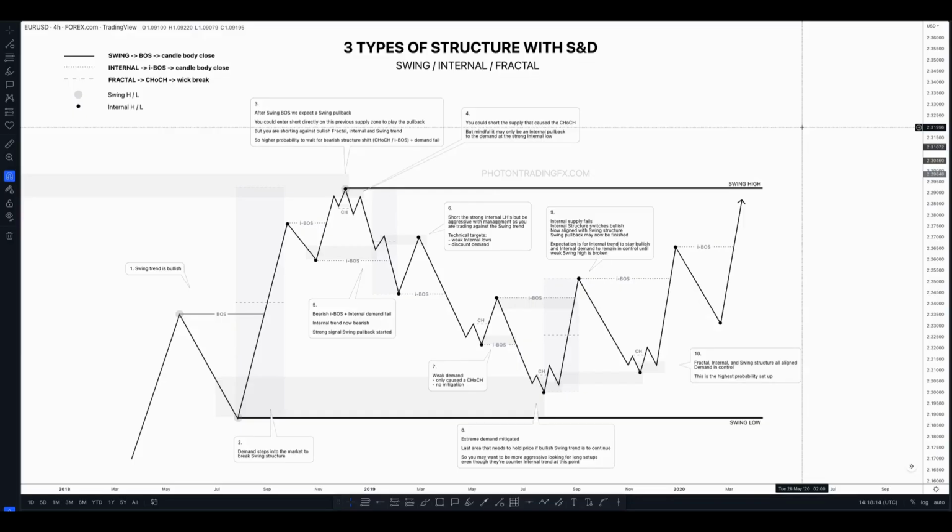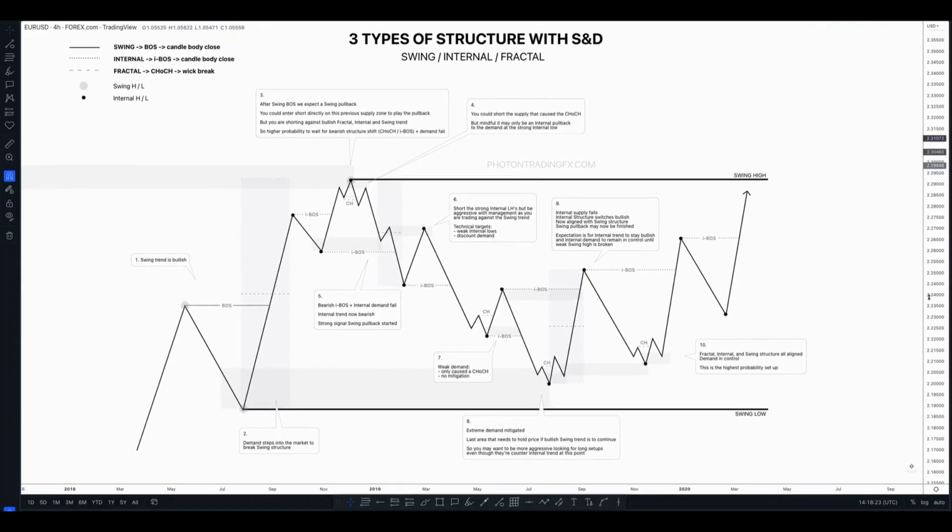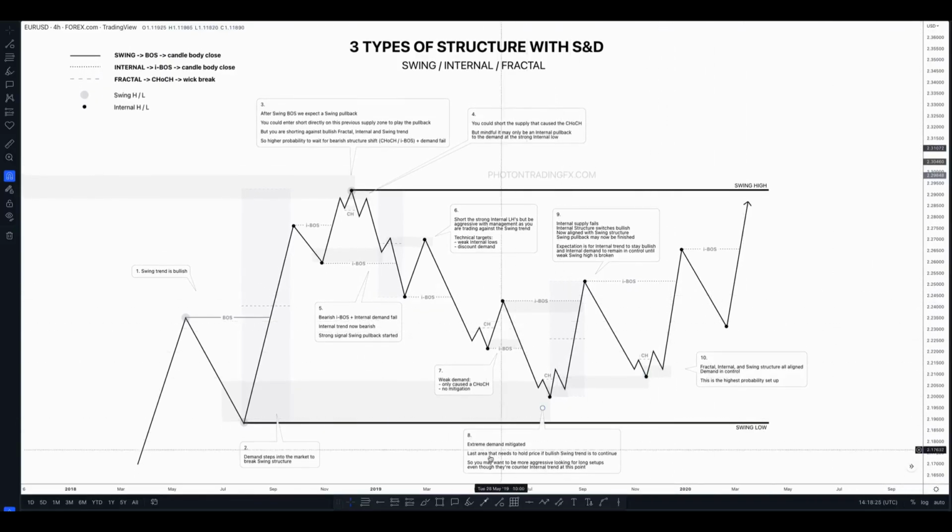Just think about the 4-hour chart, it kind of helps you visualize it, but we're going to look at the 3 different types of structure, and if we got an example like this, sort of how we can trade it using the frameworks and the rules that we use, right? So let's start from the start and take it nice and slow.